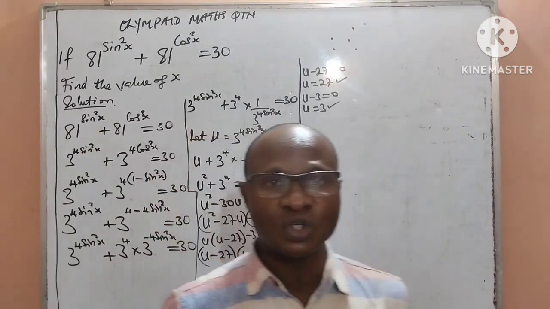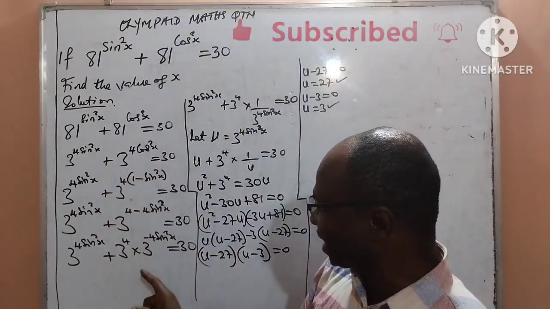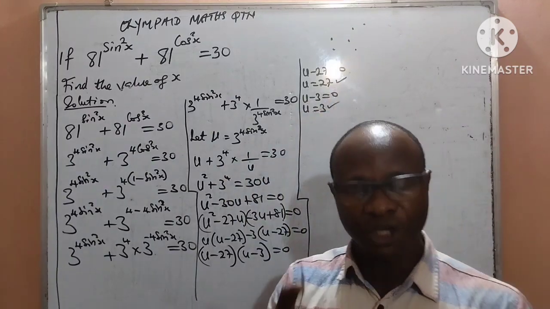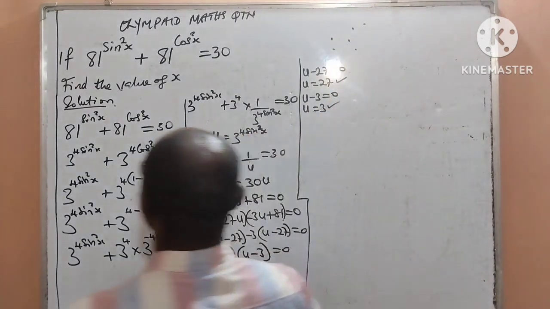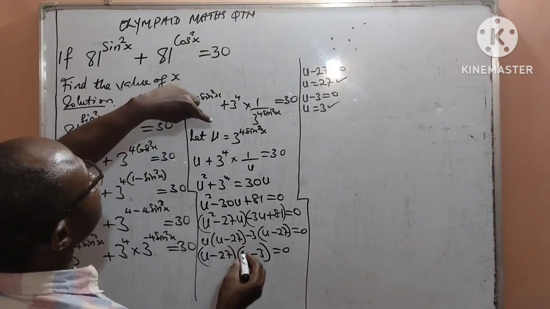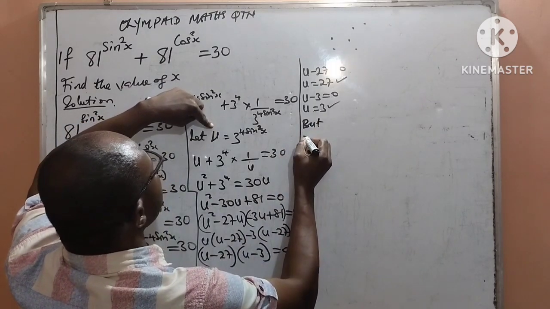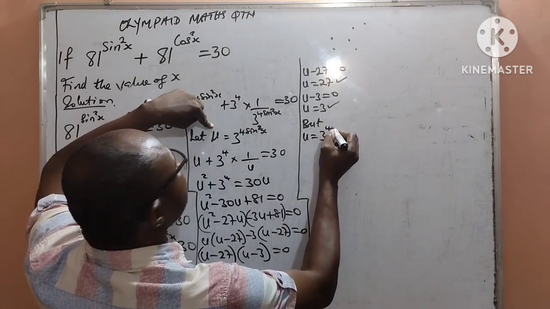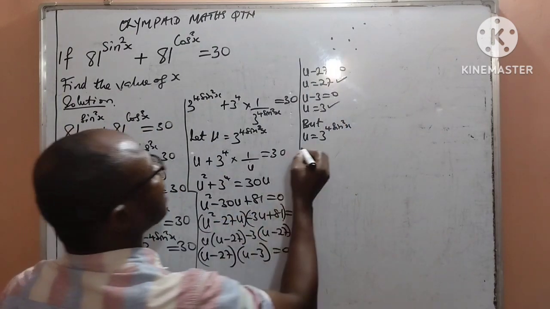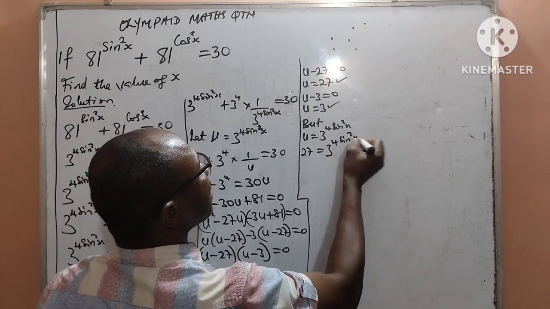Now that I have gotten the values of u, that is not what I am asked to solve. I can now move to where I said let u be equal to this, and replace these two values of u in order to get the value of x. Alright. From here, u is equal to 3 raised to the power 4 sine squared x. When u is 27, I have 27 is equal to 3 raised to the power 4 sine squared x.